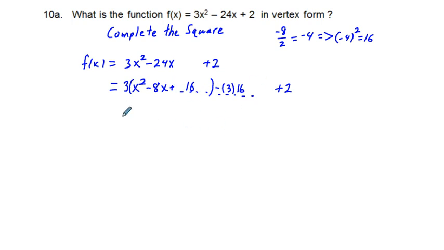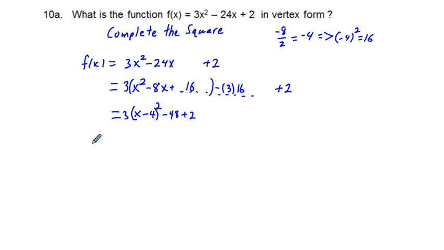And so what you have is, you can rewrite this x² - 8x + 16 as a perfect square, which is (x - 4)². And you see if we take the quantity (x - 4)², we're going to get x² - 8x + 16. And then to the right here, we have 3 times 16, which is going to be 48. And then we leave over this plus 2.